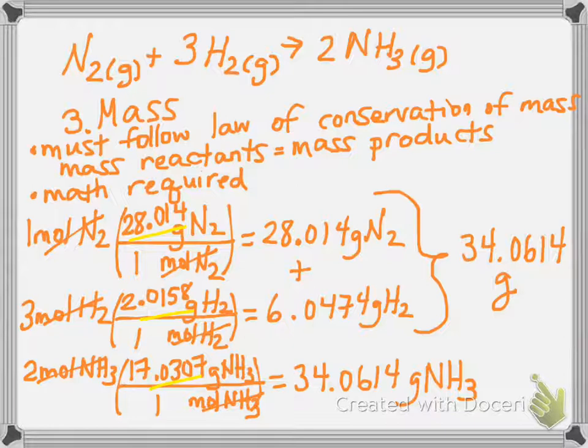Now, this could be a little bit more complicated on homework because you could have a second product, in which case you'd have to add the masses of the 2 products, okay, to see if you follow the law of conservation of mass. So, again, we can interpret our chemical equation in terms of mass. When we're asked to interpret our chemical equation in terms of mass, there is math required.